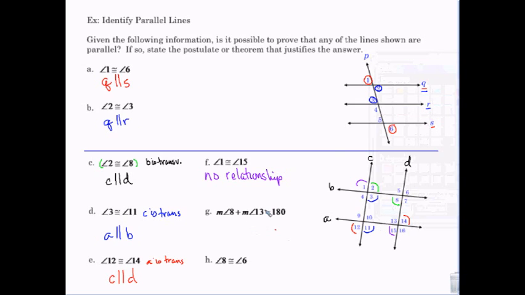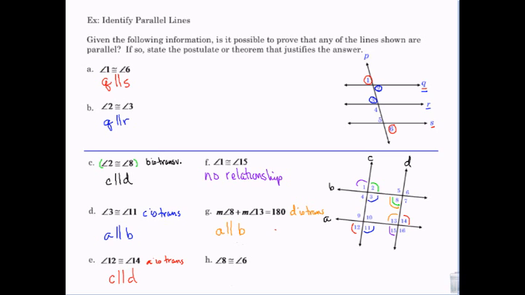Okay, 8 and 13 add up to 180. They're on the same side of line D. And since they add up to 180 and they're in between B and A, that makes A and B parallel.